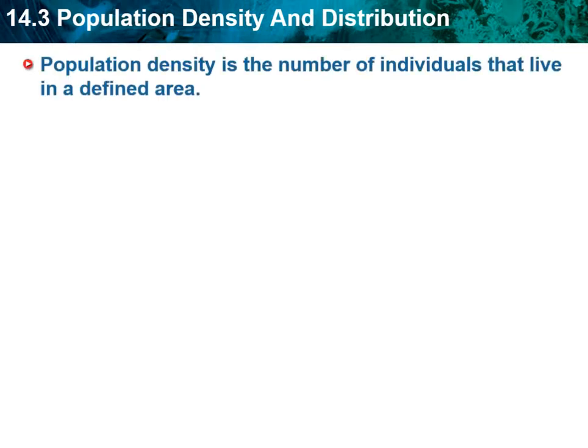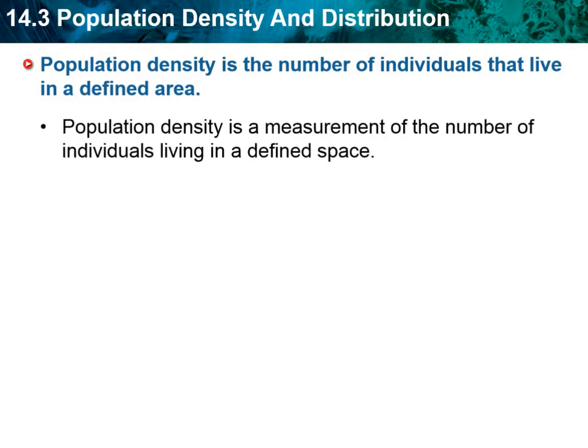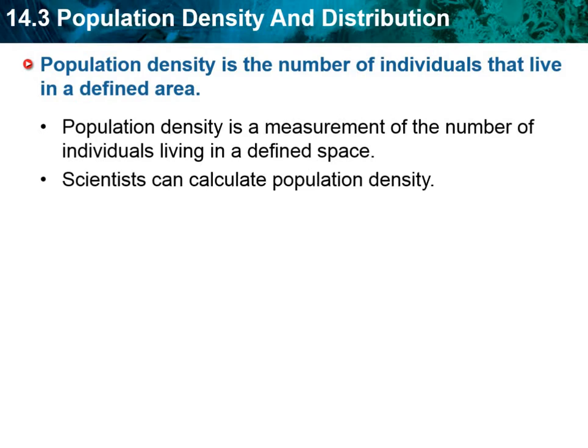So population density is a measurement of the number of individuals living in a defined space. If you've ever heard how many people are living in a square mile, that is an example of population density. Scientists can calculate population density by using the number of individuals divided by the area in units squared. So if you hear there's 100 people per square mile, that is an example of population density.